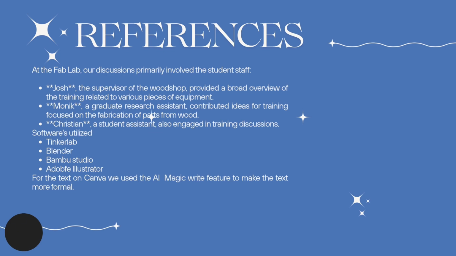So these are our references. These are the three students we talked to generally a lot in the Fab Lab: Josh, Monique, and Christian. We talked to them about various things, and these are the software programs we utilized. Another thing we used was the Canva feature to change our text to more formal wording.